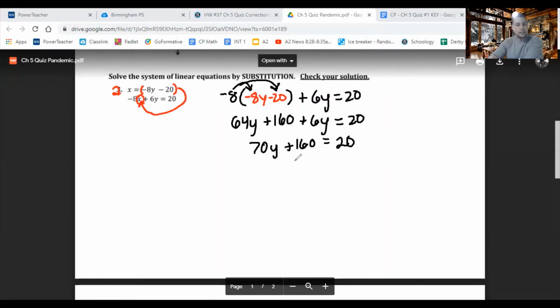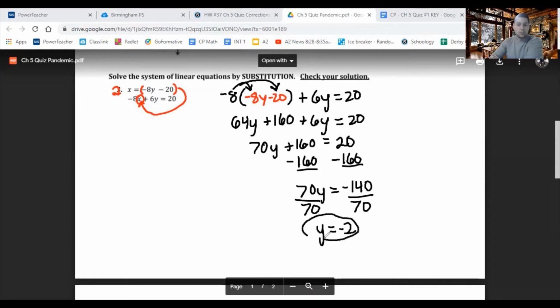Okay, solve for y. Move addition and subtraction first, and then take care of multiplication and division next. So when we divide by 70, we end up with y is equal to -2, which we'll check in a little bit. But let's go get the x variable now. Take -2 and plug it in for y in the top equation to solve for x. X equals -8 times -2 minus 20. X equals 16 minus 20, so x equals -4.